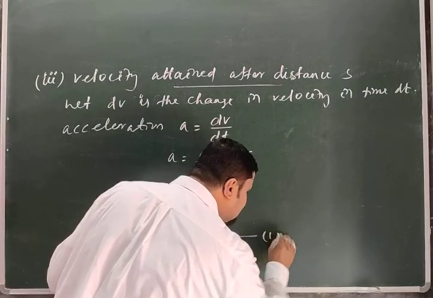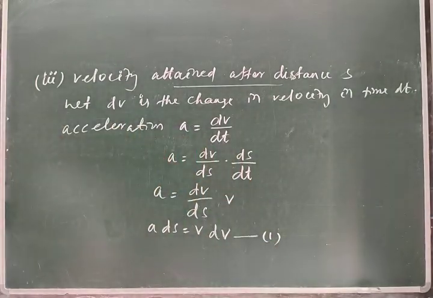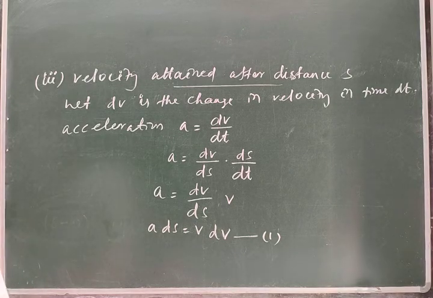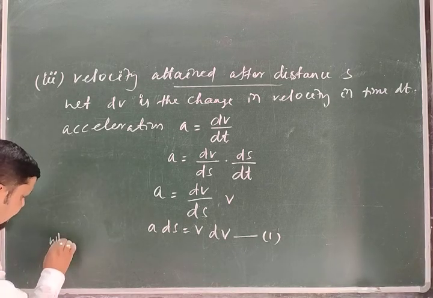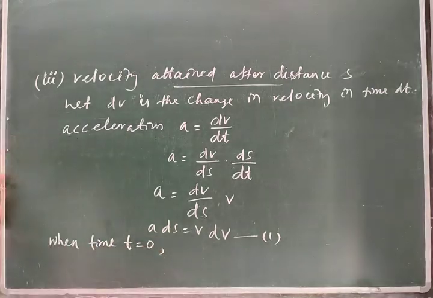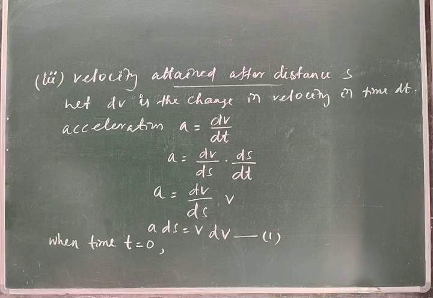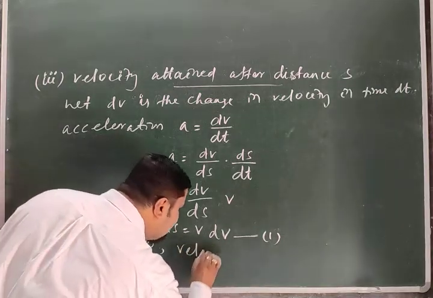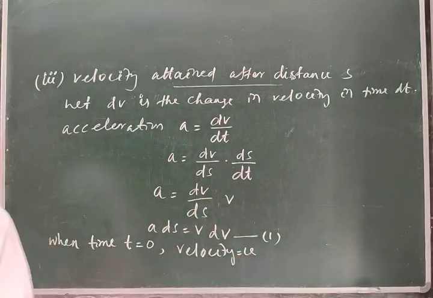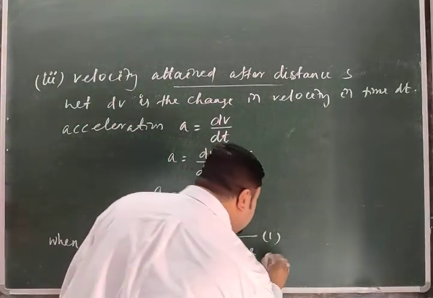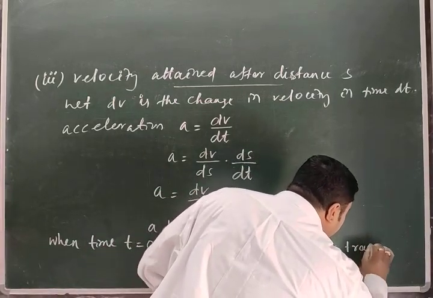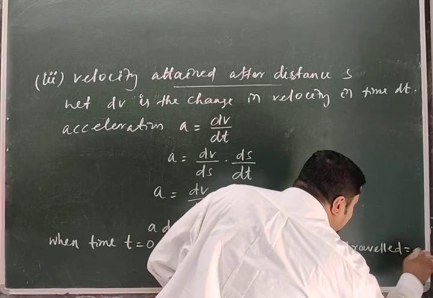So suppose this is my equation 1. Now I want to find the velocity attained after the time t. So now put the limits. When time t is equal to 0, what is the velocity? Velocity is u. And what is the distance travelled? It starts from the origin, so the distance travelled is equal to 0.